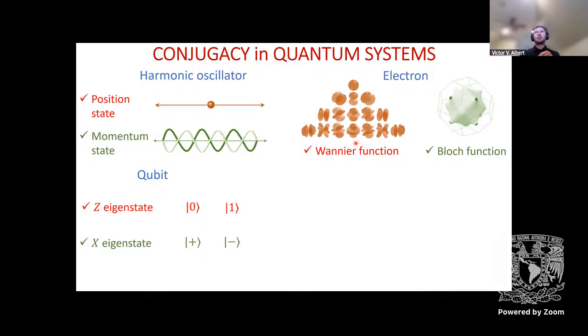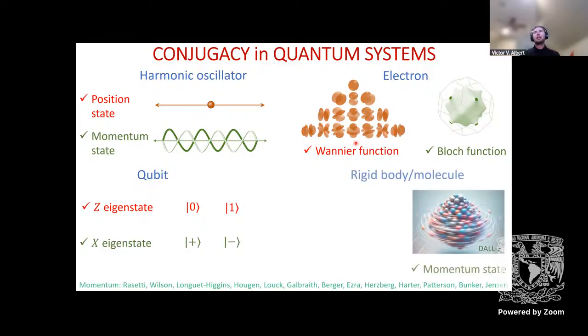And along those lines, we wanted to think about defining or establishing a duality between the position and momentum states of a molecule. The motivation for this initially was error correcting codes, trying to encode a qubit or logical information in a molecule.